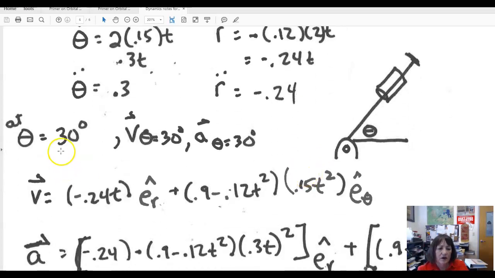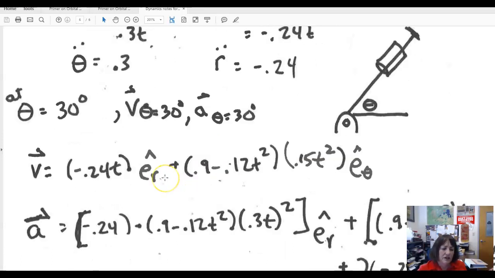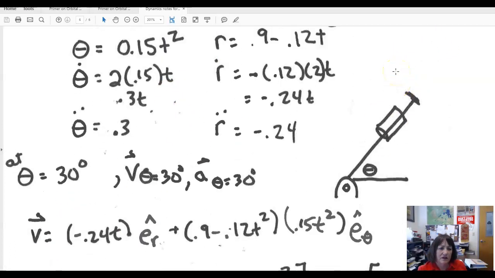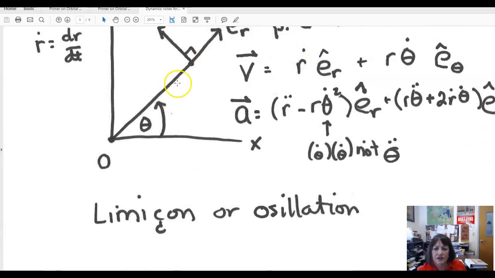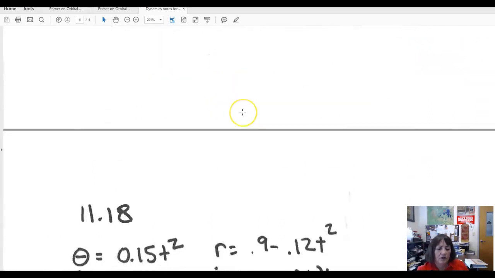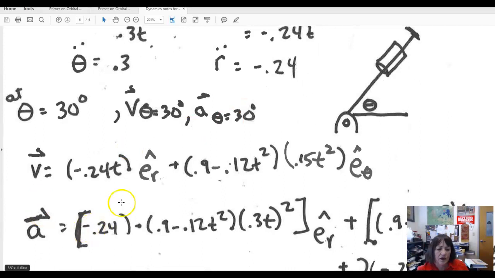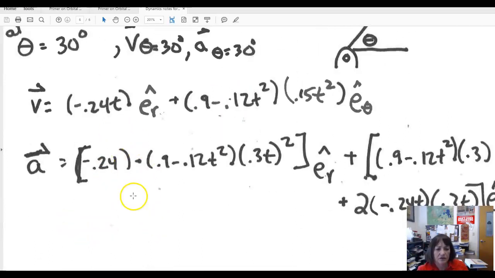All right, so this problem is set at theta equals 30 degrees. What is the velocity at 30 degrees and what is the acceleration at 30 degrees? Well, the first thing we need to do is construct the equations for velocity and acceleration. We take the functionality that we found here and plug it into the equations for velocity and acceleration. When we do that, we come up with these expressions, which can be simplified a little bit. I didn't do it just in the interest of time.